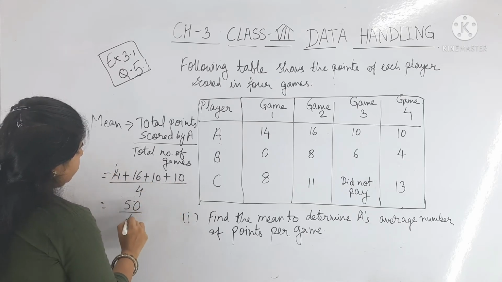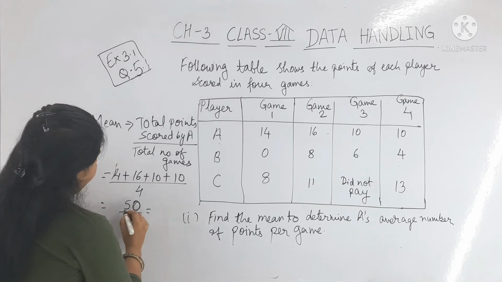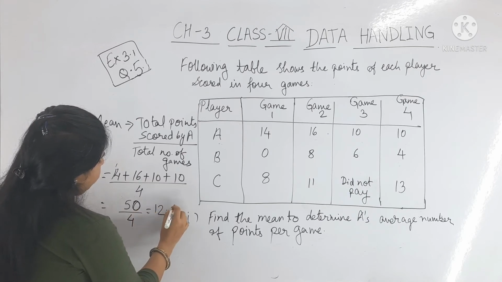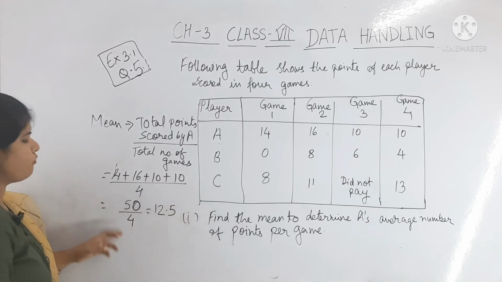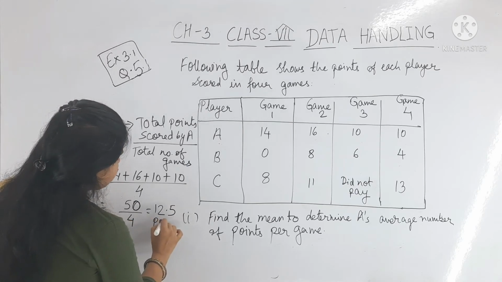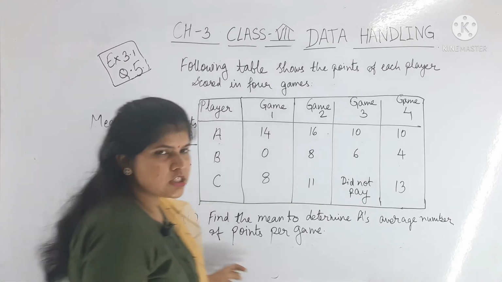50 divided by 4. So what am I getting here? 4 ones are 4. Here 4 twos are 8, 9, 10. Point, decimal point, and 4 fives are 20. So 12.5 points is scored by A. So this is the first part.